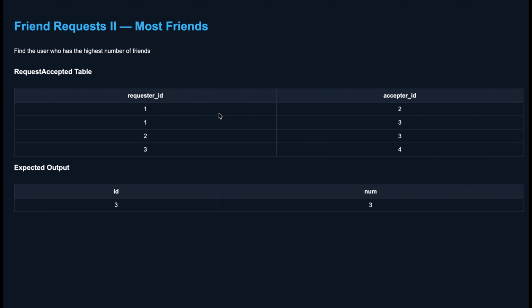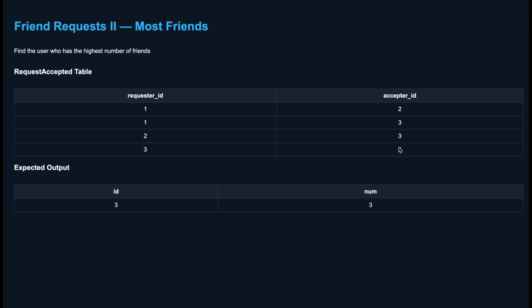Now maybe let's go through the example step by step. So we have the following data. User 1 is friends with user 2. User 1 is also friends with user 3. Similarly, user 2 is friends with user 3 and user 3 is friends with user 4.